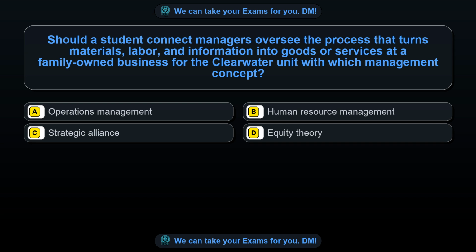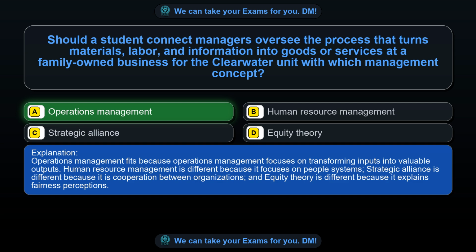Option A, Operations Management. Option B, Human Resource Management. Option C, Strategic Alliance. Option D, Equity Theory. The correct answer is Option A, Operations Management. Operations management fits because operations management focuses on transforming inputs into valuable outputs.